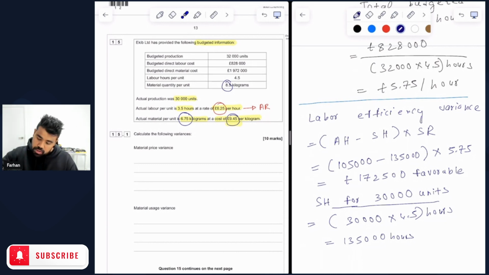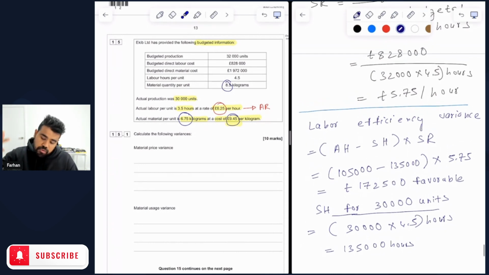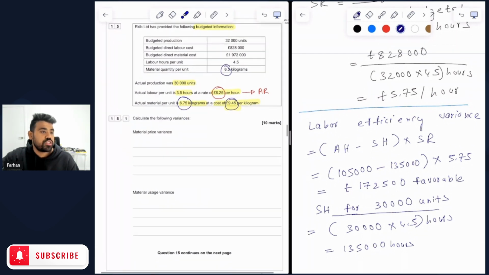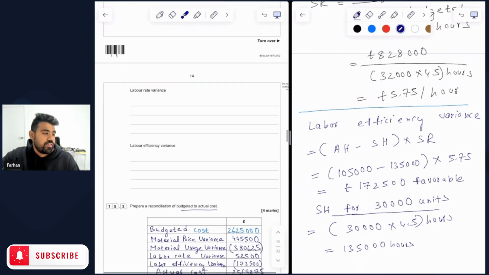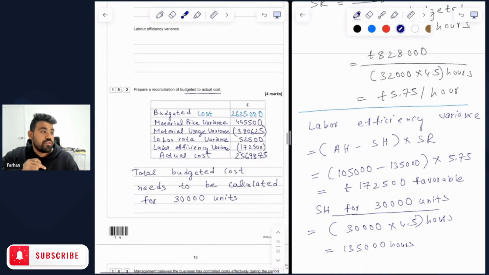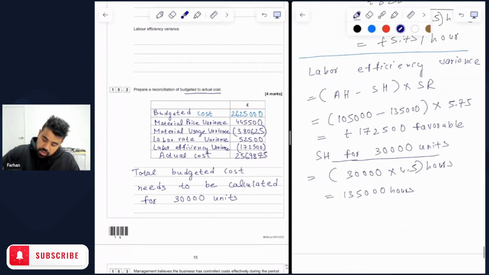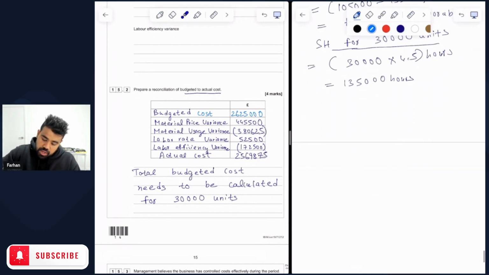So do not worry about the formula. There are four formula here for labor rate, labor efficiency, material price, and material usage. I'll be putting them in the description. You can check them out. Now the next part of the question requires you to prepare a reconciliation of budgeted to actual cost. All right. So when you're ready, we'll start with this one now.